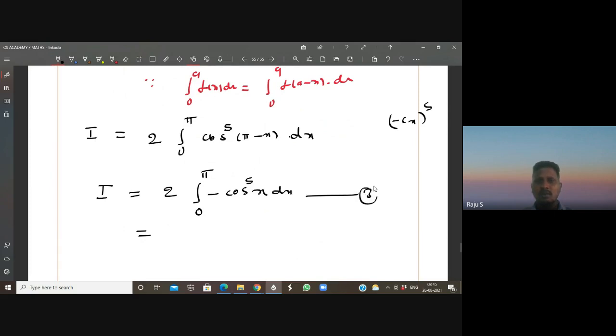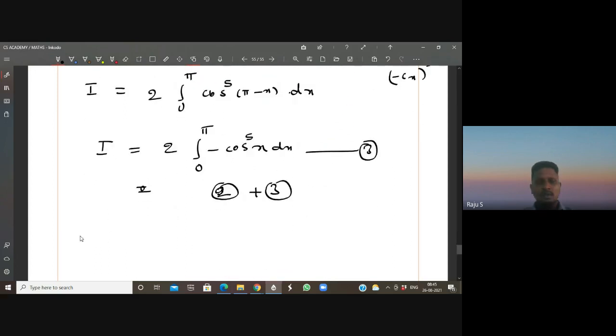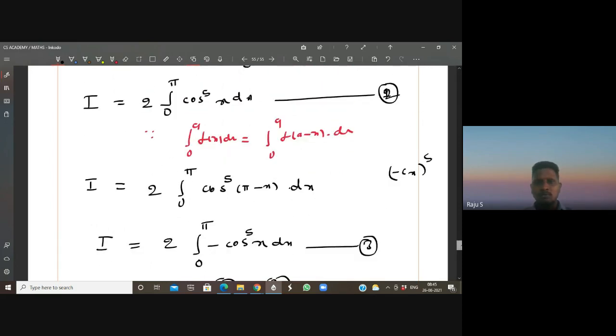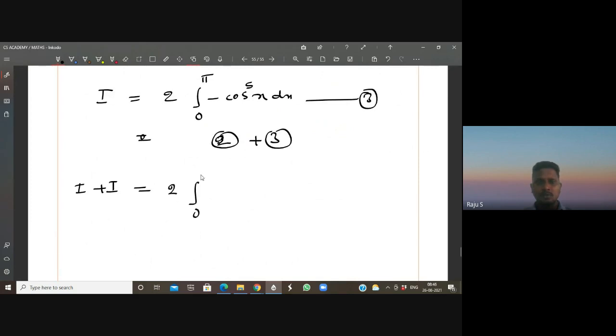Okay, let us take this as equation 3. Now I am going to add equation 2 and 3. When adding equation 2 and 3, LHS is I plus I. On the RHS, what is common in both equations? 2 is common, integral 0 to pi is common, dx is common. And cos power 5 x from equation 2, and minus cos power 5 x from equation 3. These are the common terms.